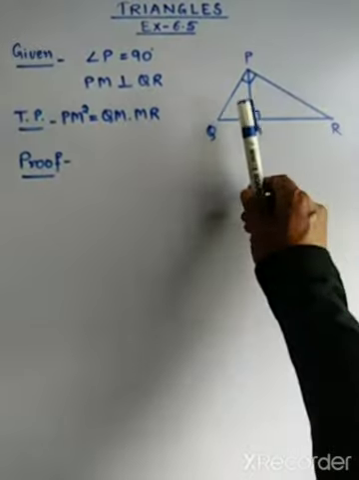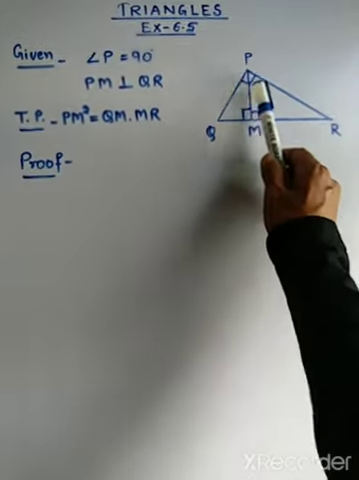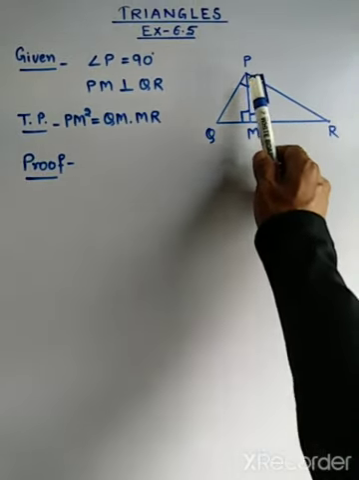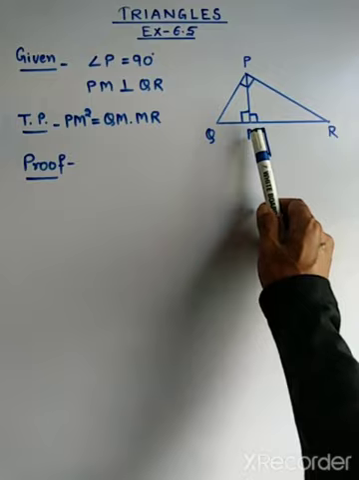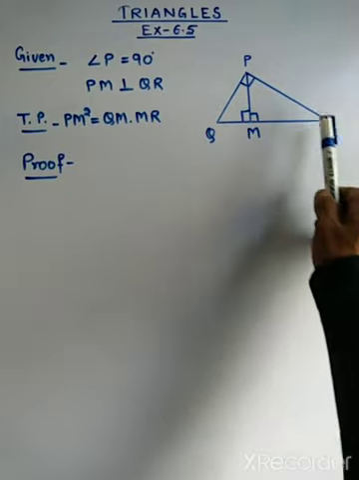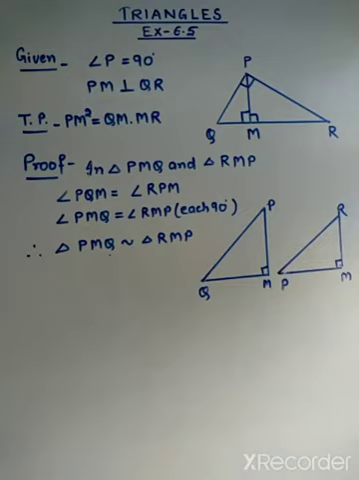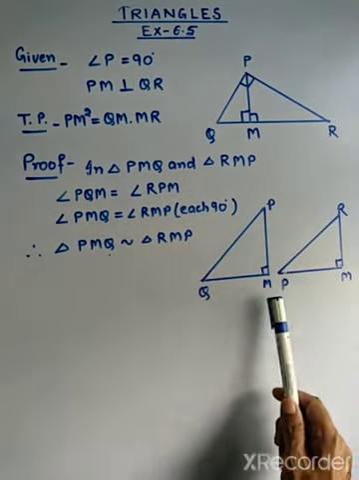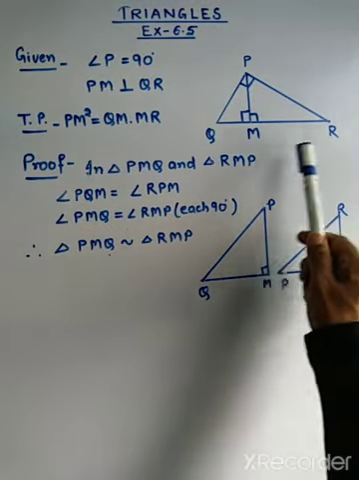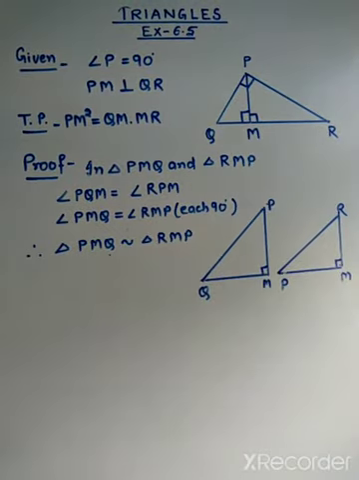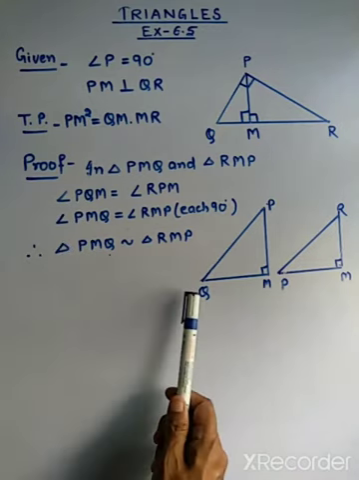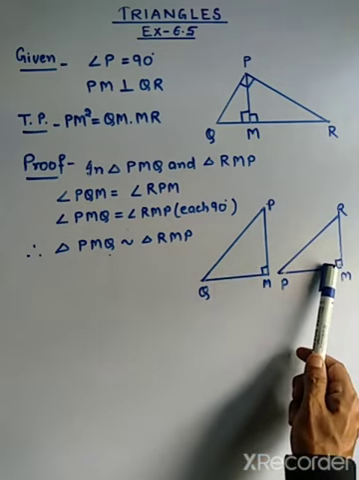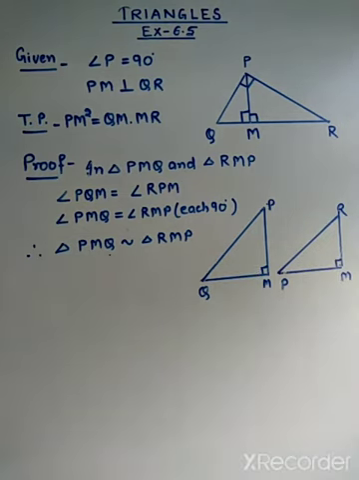As we know that in triangle PQR, if angle P equals 90 degrees, so QR will be the hypotenuse, and if we draw a perpendicular from the right angle of a right angle triangle, then all three triangles are similar to each other. As you can see, triangle PMQ and triangle RMP are similar to each other. Angle PQM equals angle RPM, angle PMQ equals angle RMP is 90 degrees. So both the triangles are similar to each other.